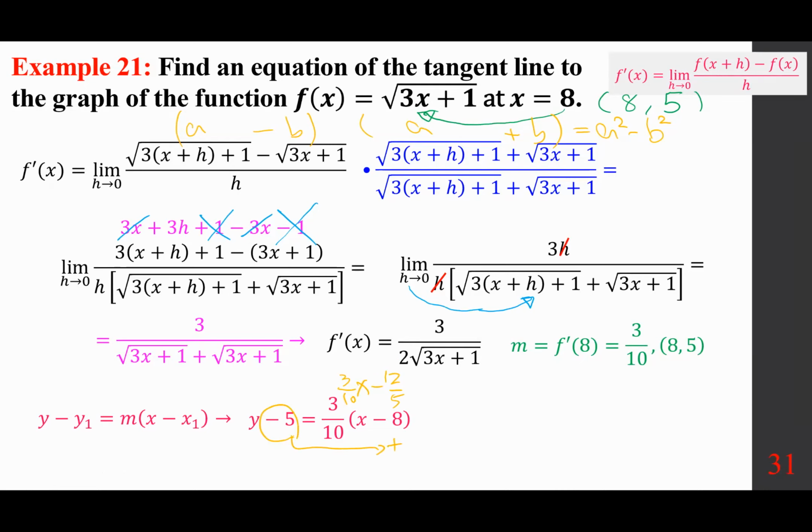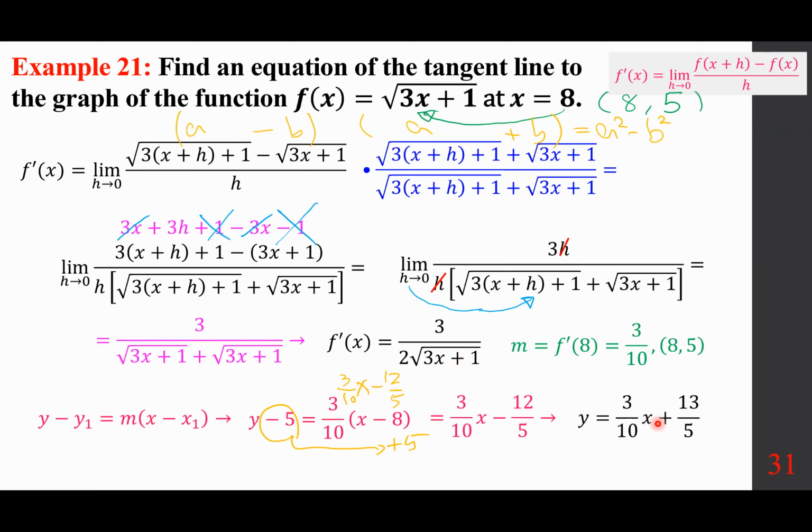We are going to add the 5 to both sides, and you know that's 25 over 5. With that one, gives us 13 over 5. Now, of course, this is your final answer.